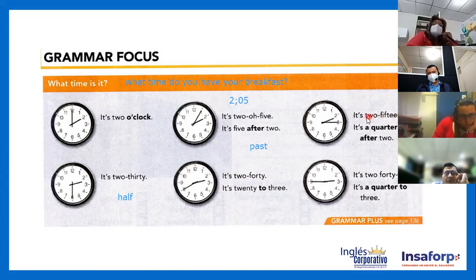It's 2:15. Son las 2:15. También podemos utilizar a quarter para indicar 15. It's a quarter after 2, pasan 15 de las 2. La otra forma de utilizando to, podemos utilizar it's a quarter to 3. Faltan 15 para las 3. O la otra forma, it's 2:45.